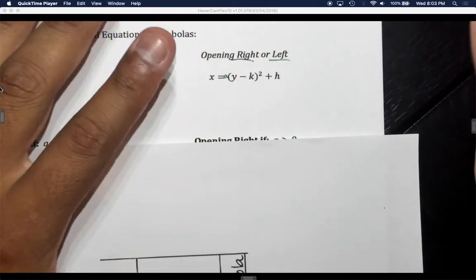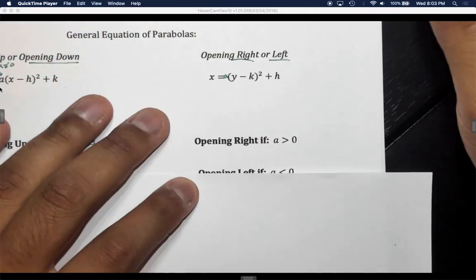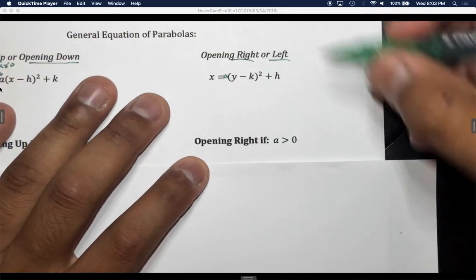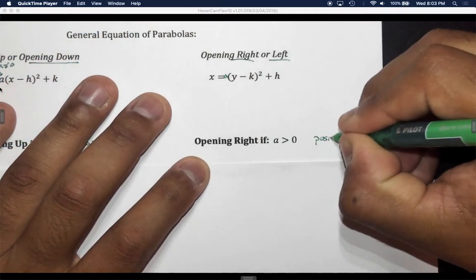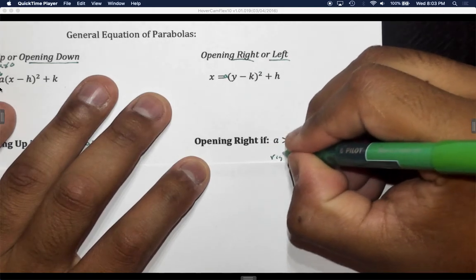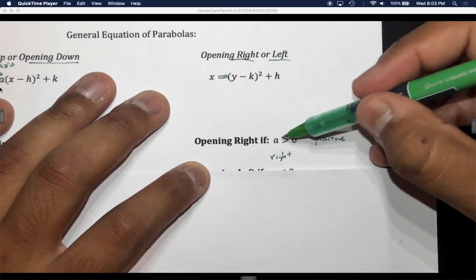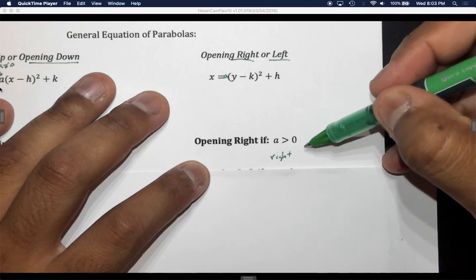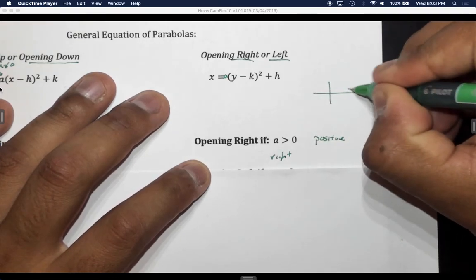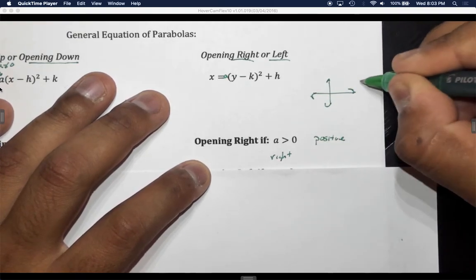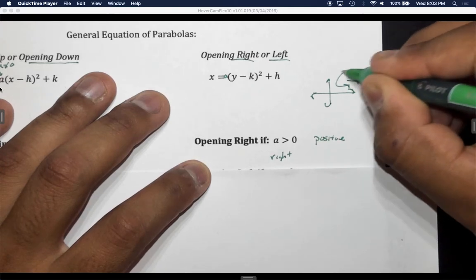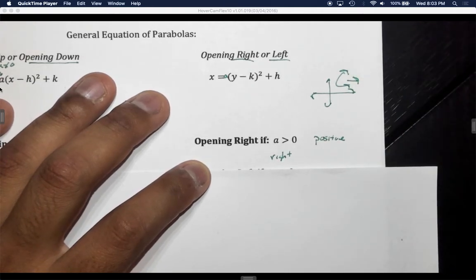Now, how do we know which direction? Well, if your a is greater than 0, that means if it's positive, it's going right. The way I like to think about it is, if a is positive, where's the positive direction on a graph? The positive direction is pointing to the right, so it would be facing to the right or opening to the right.